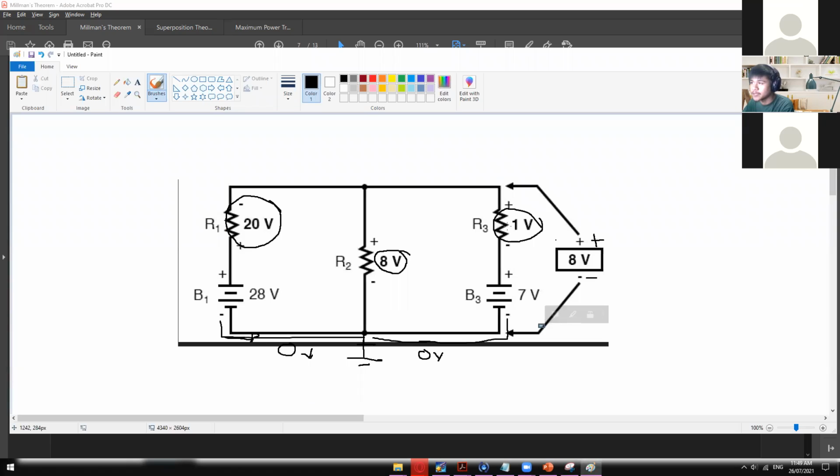So are we clear on how we got those voltage drops across R1, R2, and R3?